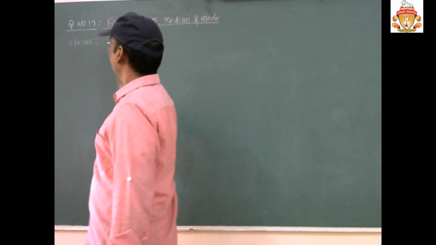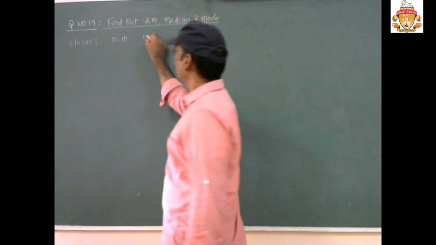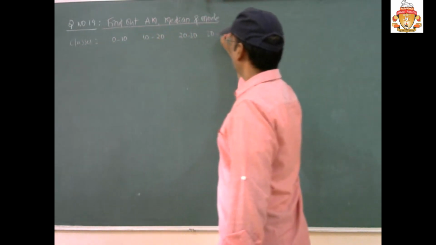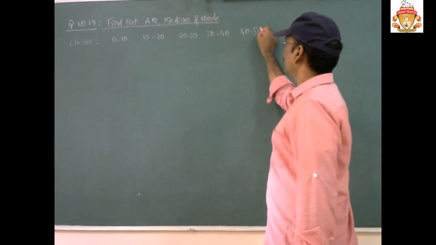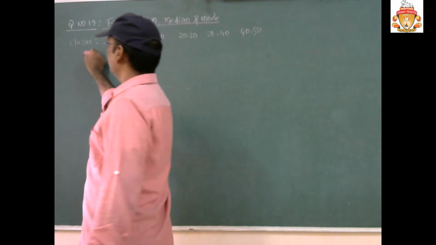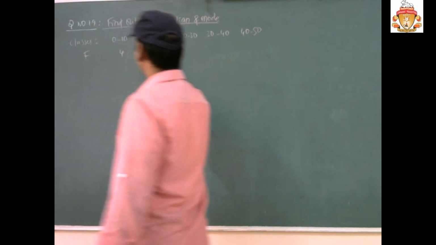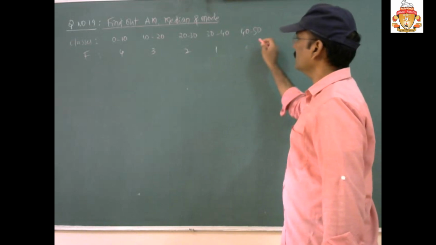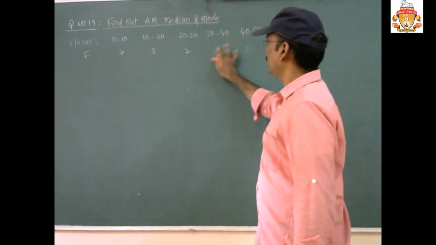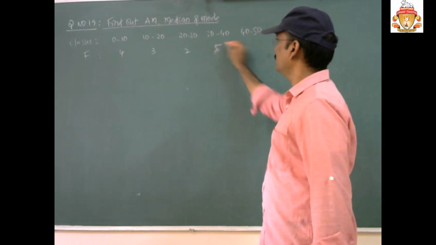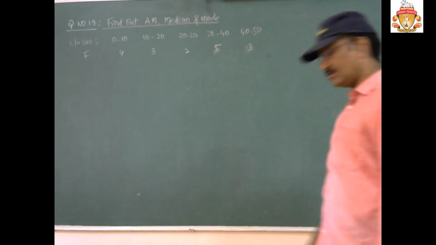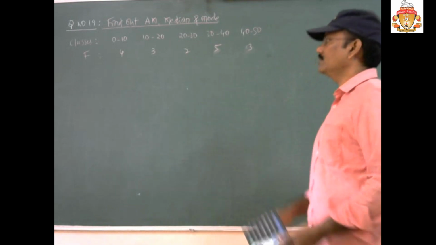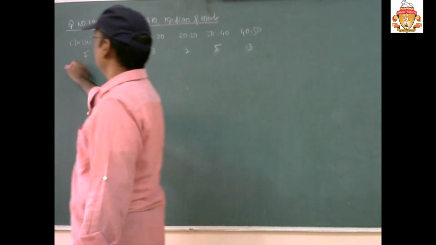Classes: 0 to 10, 10 to 20, 20 to 30, 30 to 40 and 40 to 50. Then take the frequency 4, 3, 2, 1. I will change this one now: 1 is 5. Next, last is 3. So this was the question for mean, median and mode, right? So we'll go for the solution now. Solution is like this.